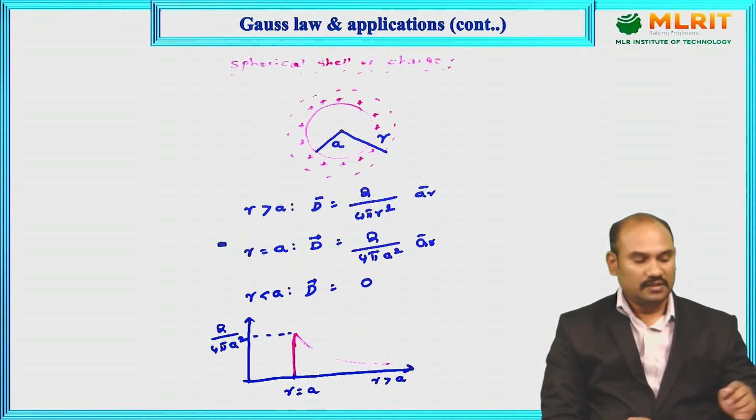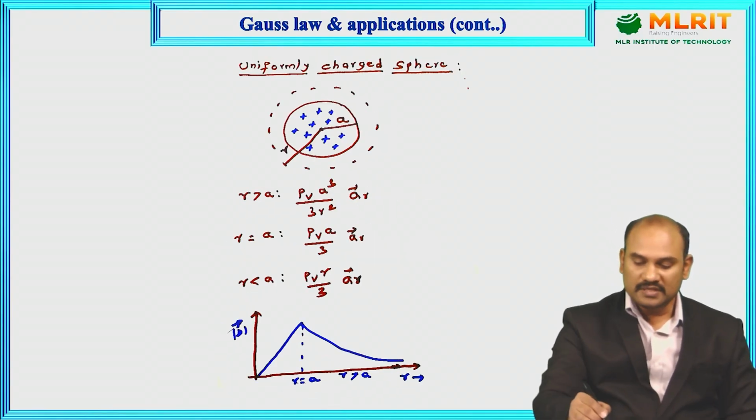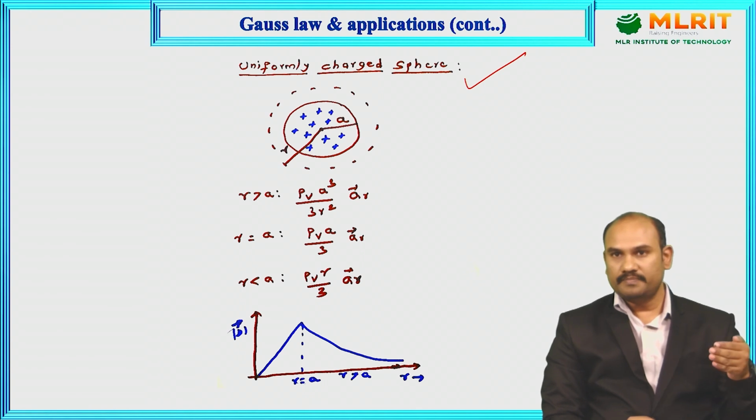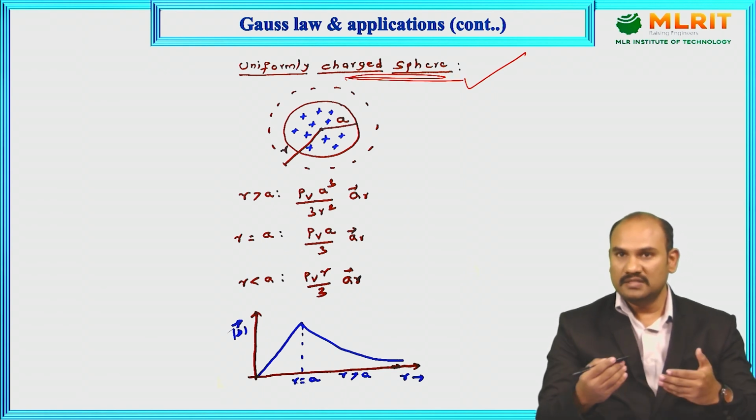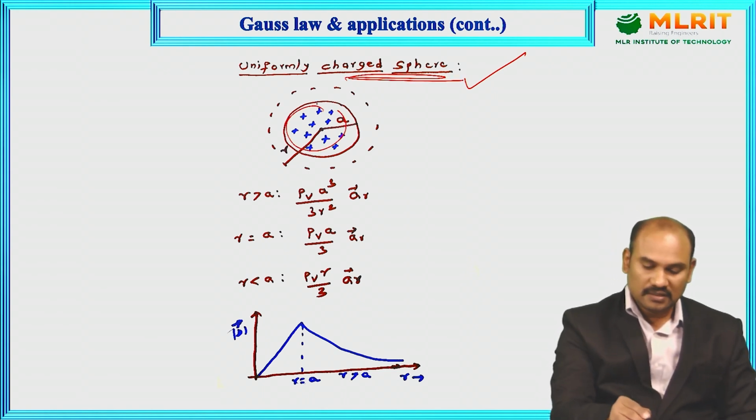Which is termed as a uniformly charged sphere. Previously I told you about a spherical shell of charge. Shell means there is no charge inside; charge is there only outside. Here I am saying uniformly charged sphere, which means the sphere is charged, so you have charge inside the sphere.